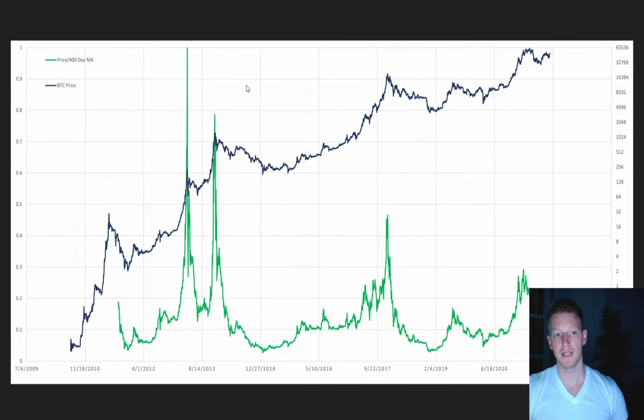So we can start here by looking at the premise that this is the price of Bitcoin in blue, and in green is the price of Bitcoin over the 400-day moving average. So you can see that over time, the extension of Bitcoin from its 400-day moving average, or any long-term moving average for that matter, has decreased. So this was the first peak in 2013, the second peak in 2013. This is the 2017 peak, and this is the peak in April. So you can see one consistent factor is the returns have been decreasing over time, which is what we expect.